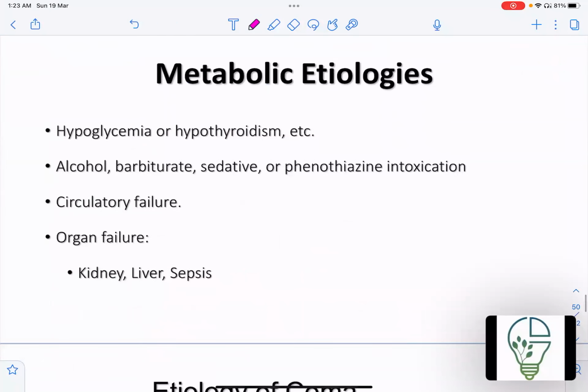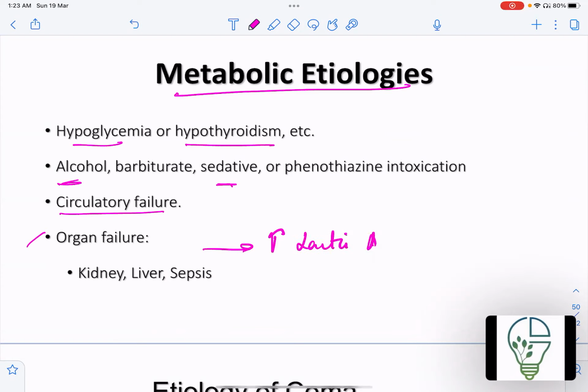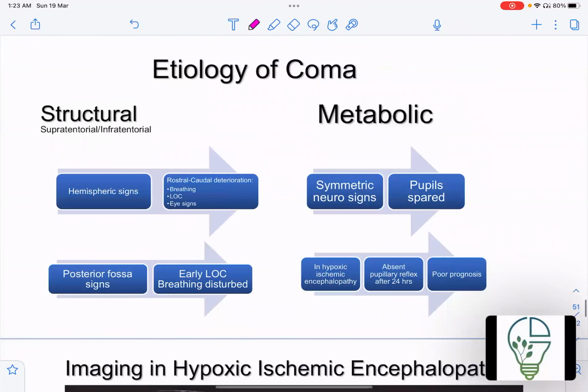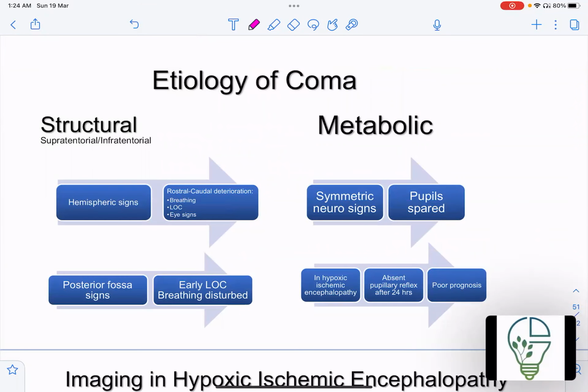Okay. What are some of the metabolic etiologies that lead to a coma? We have hypoglycemia, hypothyroidism, alcohol, sedatives, drugs, sometimes circulatory failure, organ failure, because once an organ fails, there is an increase in production of some things like lactic acid, etc. So when this happens, this will accumulate, go to the brain, and then cause a coma. So in summary, when we talk about etiology of coma, it can either be structural or metabolic.